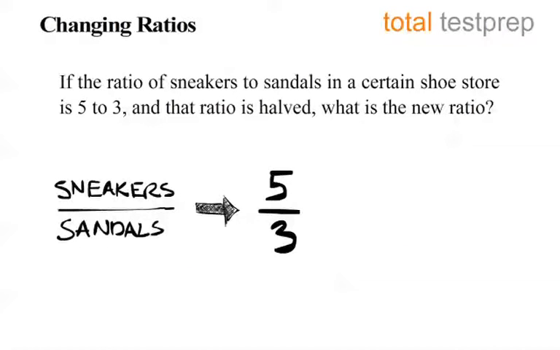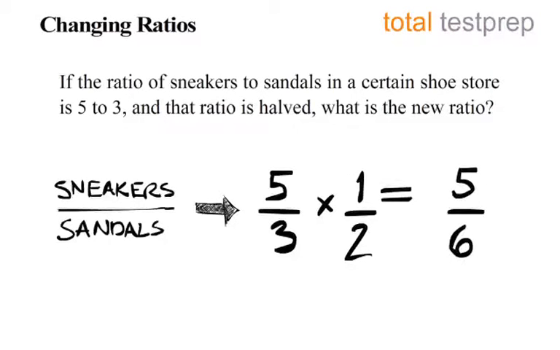Algebraically, we could write that as the ratio of sneakers to sandals is 5:3. So if we write it as a fraction, we know we're going to halve the ratio. We have to multiply this ratio by 1/2. And 5/3 times 1/2 is 5/6. So once again, the new ratio of sneakers to sandals is 5:6.